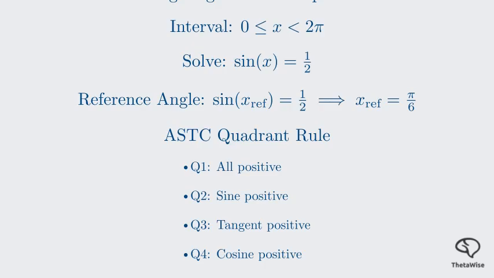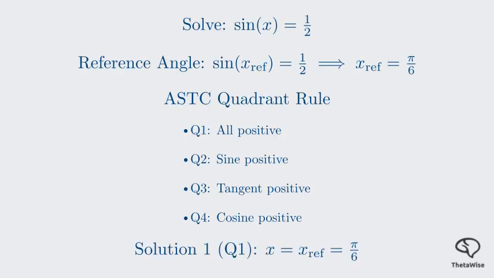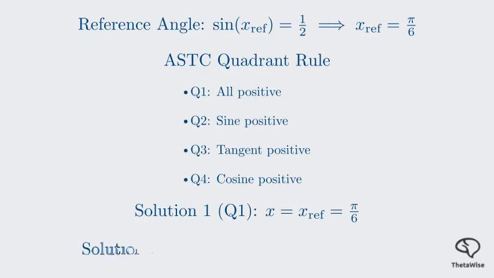Now we can find our solutions. In quadrant I, the angle is simply the reference angle, so our first solution is x equals pi/6. In quadrant 2, the angle is pi minus the reference angle. So our second solution is x equals pi minus pi/6, which is 5 pi/6. So the solutions to sine x equals 1/2 in the interval 0 to 2 pi are pi/6 and 5 pi/6.